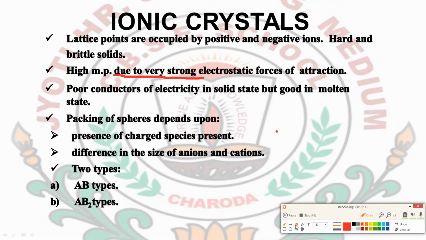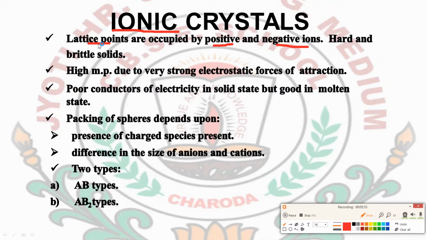In ionic crystal, the lattice points are occupied by the positive and negative ions. Okay, as the name suggests here, ionic. So we know that there are two types of ions: positive ions and negative ions.